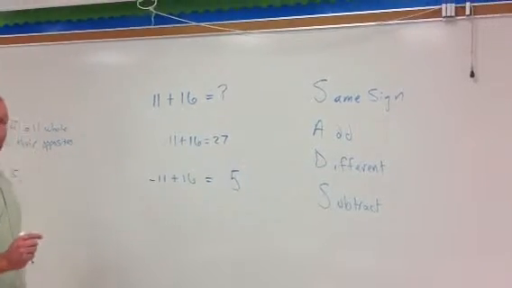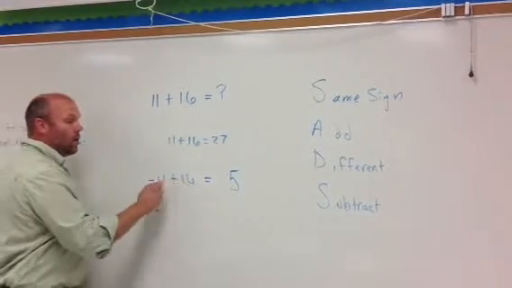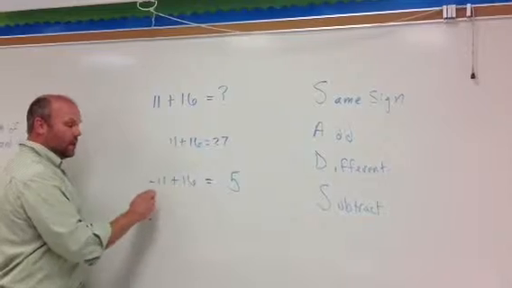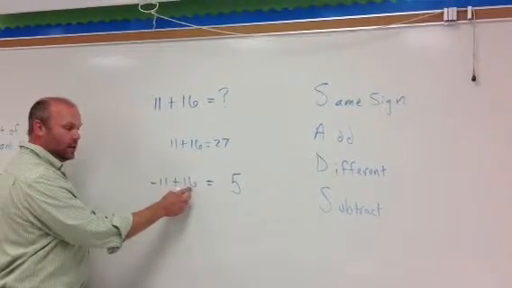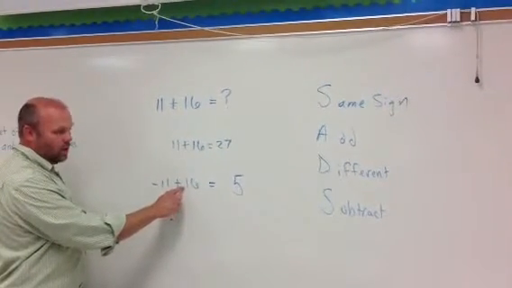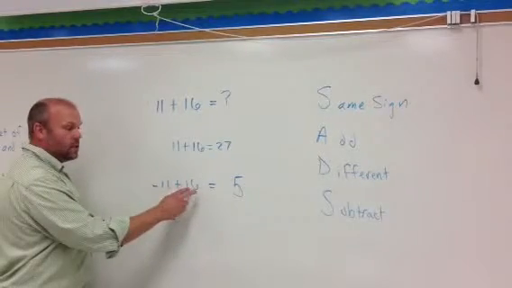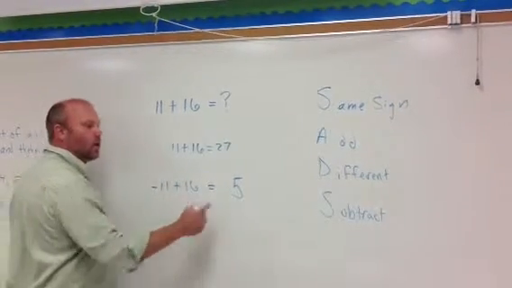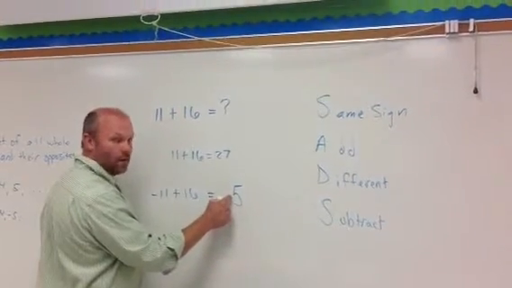To do that, we look at, again, the bigger number. We have an 11 and 16. We take a look. The bigger number is 16. Is 16 positive or negative? 16 is positive. Since there are more positives, we're going to go ahead and call this positive 5.